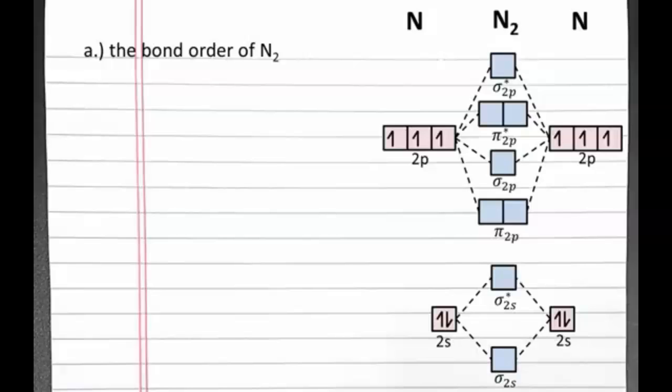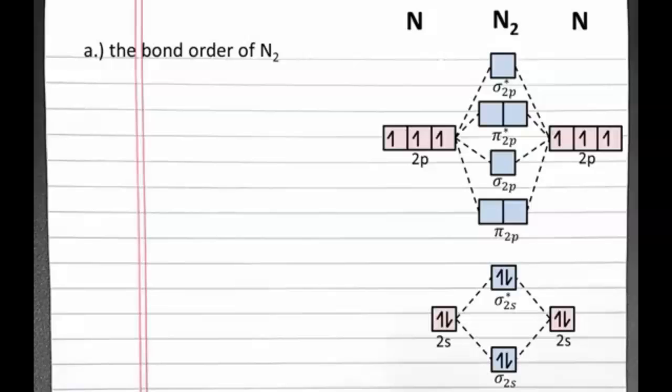Now we'll fill our molecular orbitals. We'll start by using the 4 electrons in the 2s orbitals of both nitrogen atoms. These electrons will fill the bonding and antibonding sigma 2s molecular orbitals.